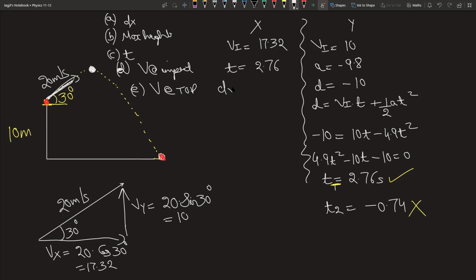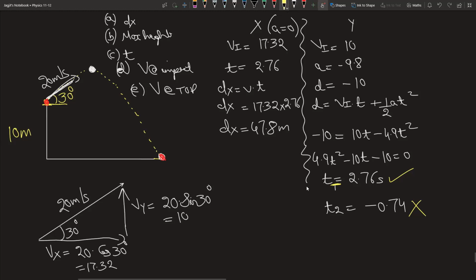So what's my displacement of x going to be? V times t. Simple formula because there is no acceleration. There is no acceleration happening in x. So it'll be 17.32 times 2.76. That gives you how much, folks? 17.32 times 2.76. It should be 47.8. Do you guys agree? Means that's how far it's going to land.